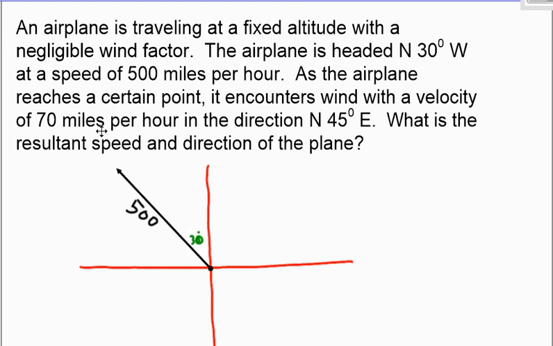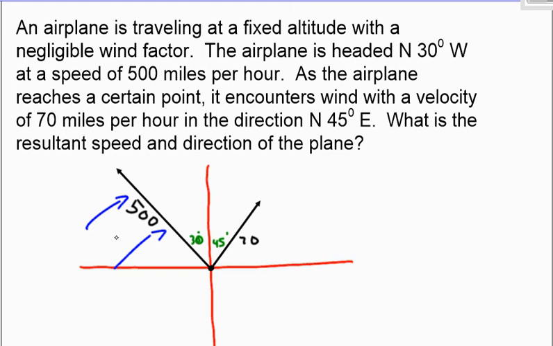Now as the airplane reaches a certain point, it encounters wind with a velocity of 70 miles per hour in the direction north 45 degrees east. So there's wind coming like this. If we put it in here, the wind, instead of being due north, is 45 degrees to the east. So 45 would be about like that. This angle right here is 45 degrees, and the wind's coming at 70 miles per hour, so its magnitude is 70. Really, the wind's coming in like this.